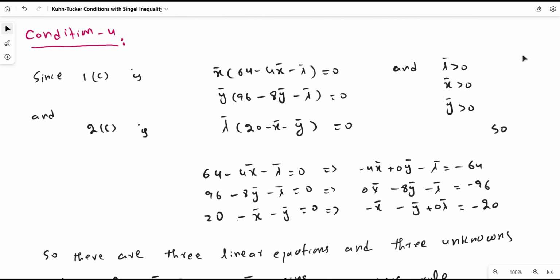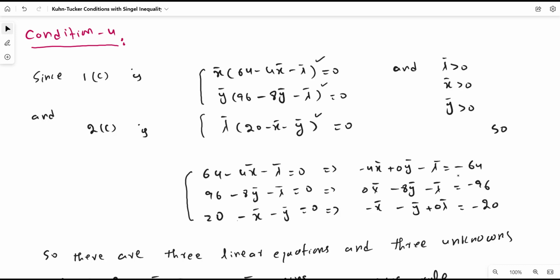Comparing 1c and 2c, look at it. 1c contains these two equations, right? And 2c contains one equation. And we have seen that neither of these variables is equal to 0. So we conclude that these three equations are equal to 0 without x bar, without y bar, and without lambda bar. So we have put these equations equal to 0.